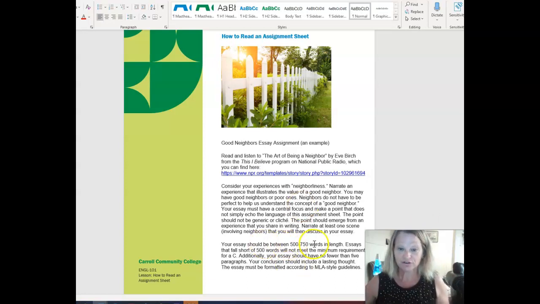Your essay should be between 500 and 750 words. That's relatively short. And it should not fall short of 500 words, or it will not meet the minimum requirement for a C. That's very important information. Additionally, your essay should have no fewer than 5 paragraphs. The number of paragraphs is defined. It doesn't mean you can't have 6 or 7, but you can have no fewer than 5.